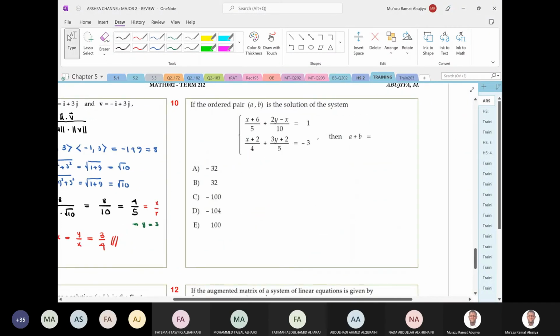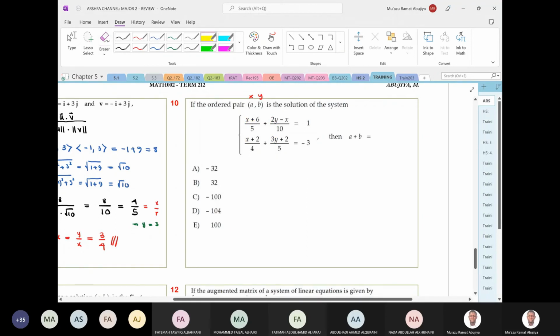Okay, let us continue. Now, number 10, here is a question from 10.1. It says, if the ordered pair is the solution of the system, then what is going to be A plus B? So the solution, which is x and y, is denoted by A and B in this case. So to deal with this type of question, because of the fraction, of course you can use the elimination method, but that is not a good idea here because of the difference in the numbers and the difference in the coefficients of x and y. So what is the best way?